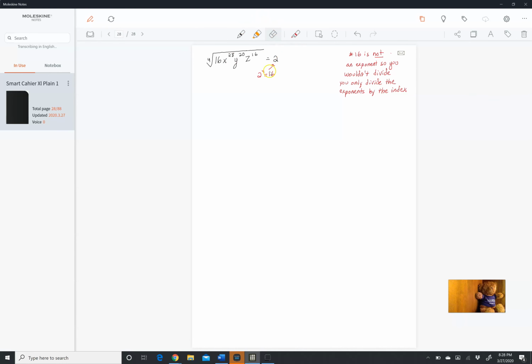So that's where this 2 comes from. We take 16 and we say, what to the 4th power is equal to 16? And it's 2 to the 4th power. Okay. Now for all of the others, we're just going to divide the exponents by 4. So 28 divided by 4 is 7. So this would change to x to the 7th.